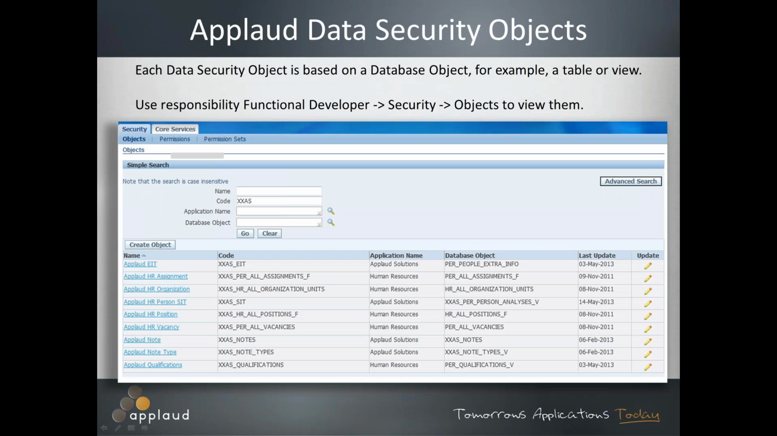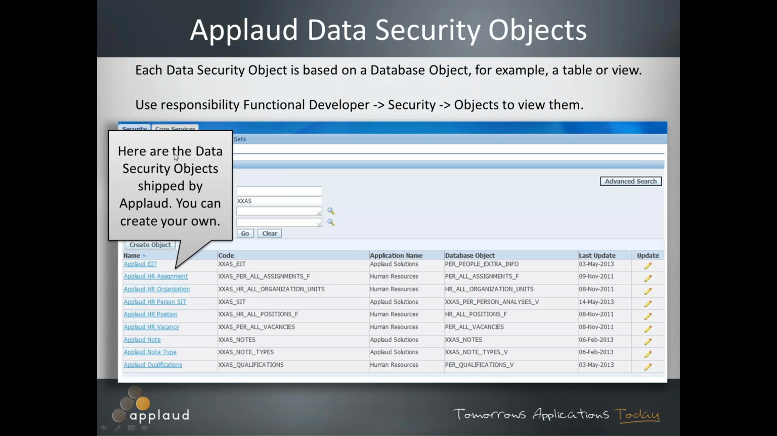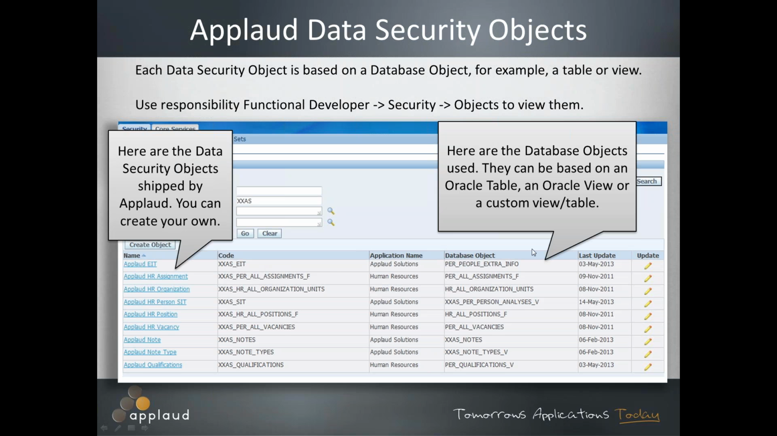Okay, let's turn to the Oracle screens. First of all, you need to start using Functional Developer. That's the only responsibility I know, without modification at least, where you can view data objects. Within Functional Developer, you go to the Security tab. On there is an Objects option. Data objects are actually quite simple things. You just give them a name and a code. The key thing here is they are always based, in Oracle terms, on a database object. That database object could be an Oracle table, an Oracle view, a custom table, or a custom view.